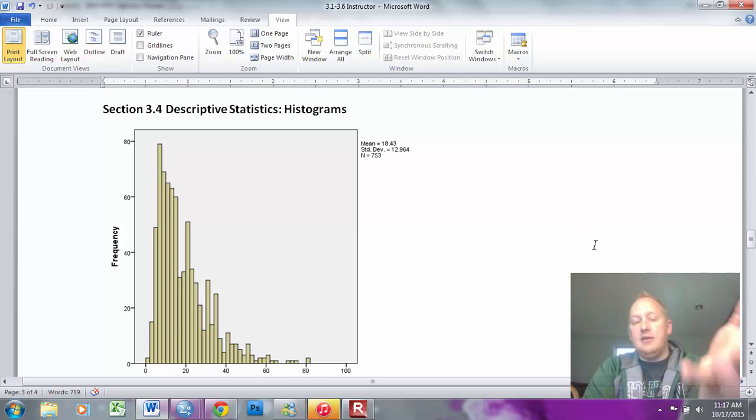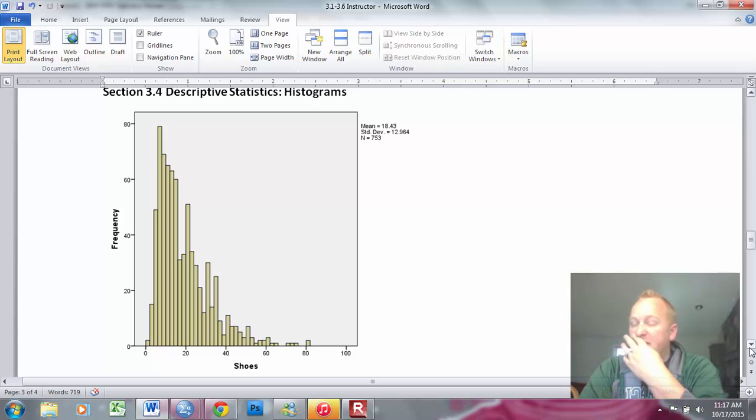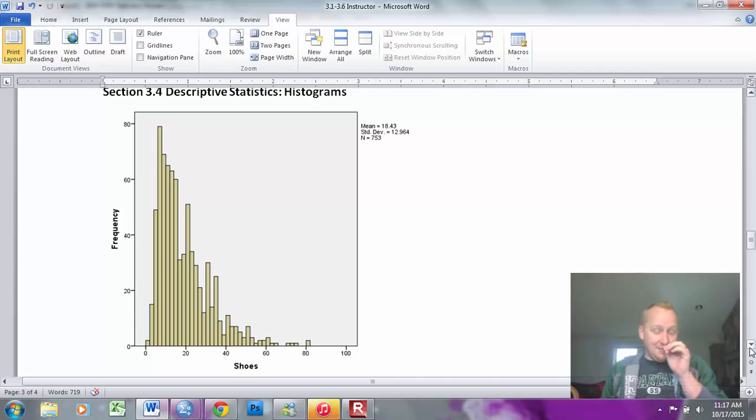So here we have shoes again. This is the exact same data as we had for our box plot up above. We cannot approximate a 5-number summary from this. We can approximate the minimum and the maximum, but it's near impossible to find Q1, the median, and Q3.